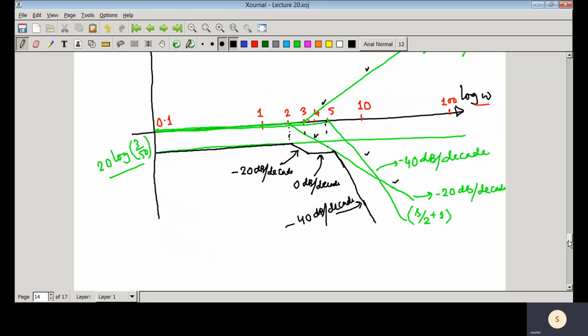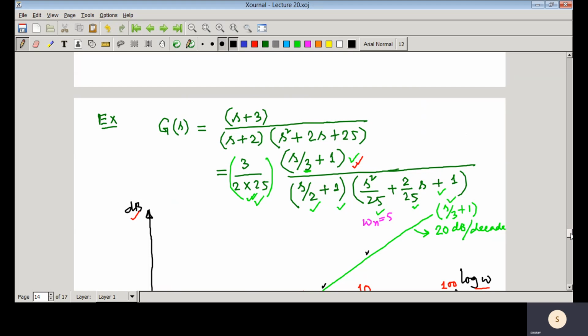So now one thing we can see, what is that zeta. So the term is s square plus twice zeta omega n s plus omega n square. So twice zeta omega n equal to 2, and what would be that zeta? So zeta equal to 1 by omega n, and you can see that omega n equal to 5, so that means it is coming 0.2.